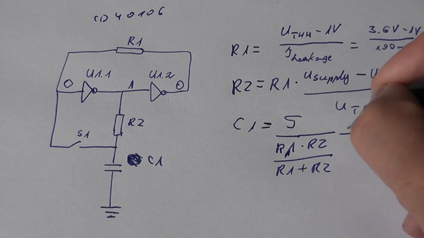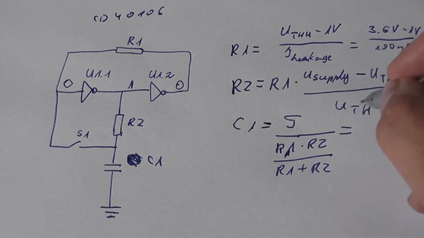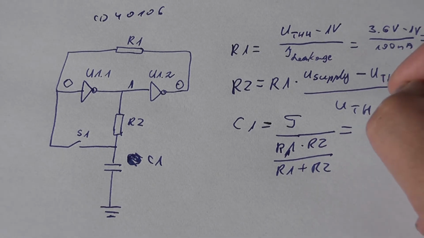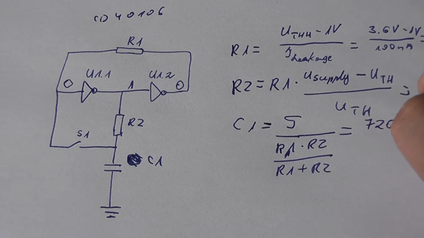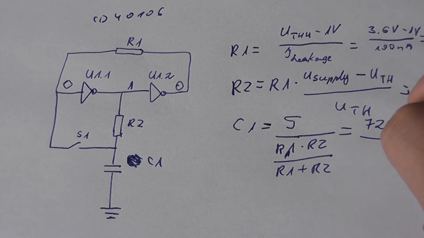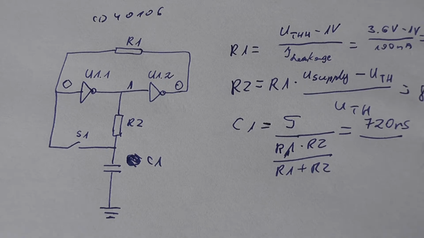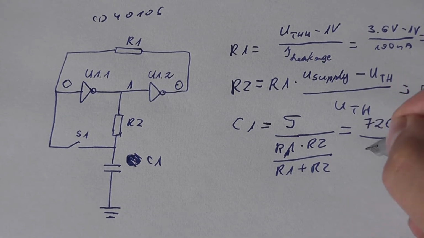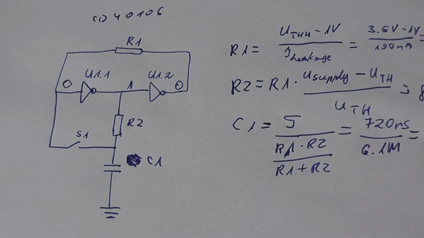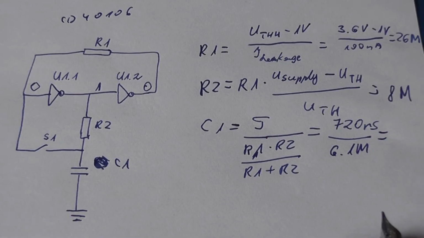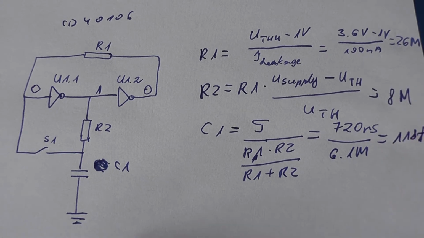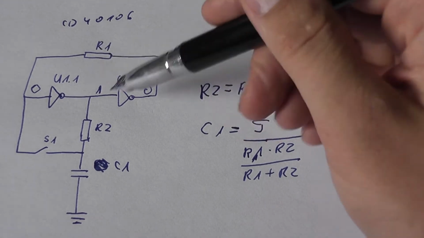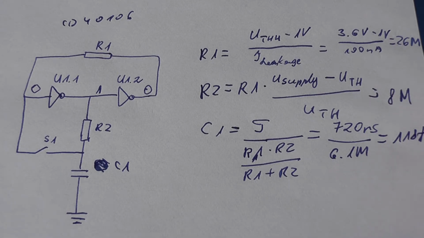In our case, propagation delay plus rise and fall times of two inverters equal roughly 480 nanoseconds. But we have to leave some safety margin, let's say 50%. This gives us a rough value of 720 nanoseconds. Then we calculate the parallel combination of R1 and R2. We get 6.1 mega ohm. This gives us a C1 value of, let's move the paper, 118 femtofarads. Incredibly low value. Even the input of an inverter has higher parasitic capacitance.